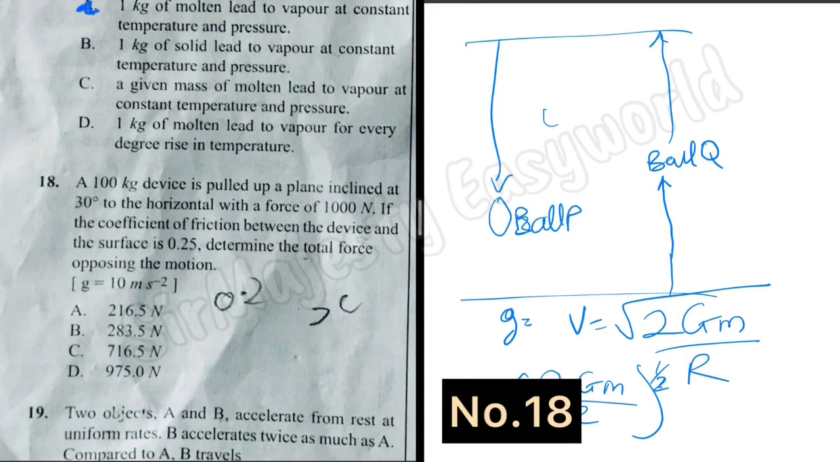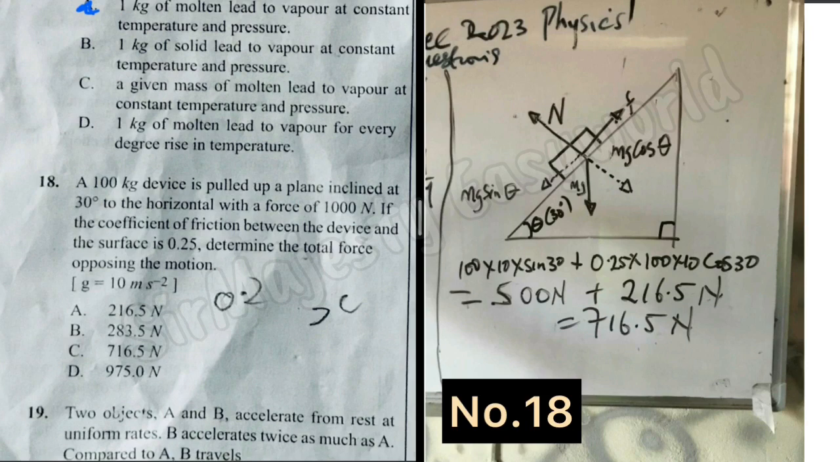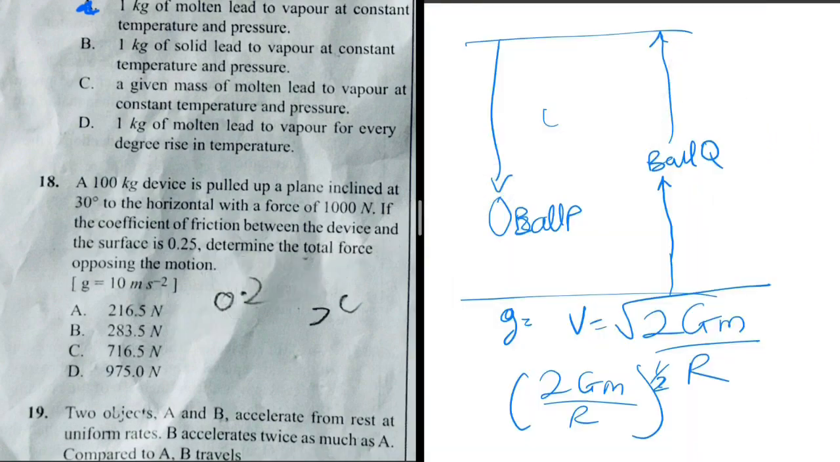A. The next question is, a 100 kg device is pulled up a plane inclined at 30 degrees to the horizontal with a force of 1000 Newton. If the coefficient of friction between the device and the surface is 0.25, determine the total force opposing the friction.